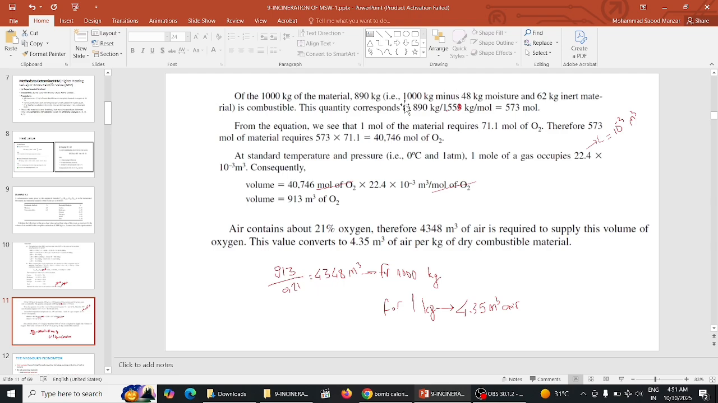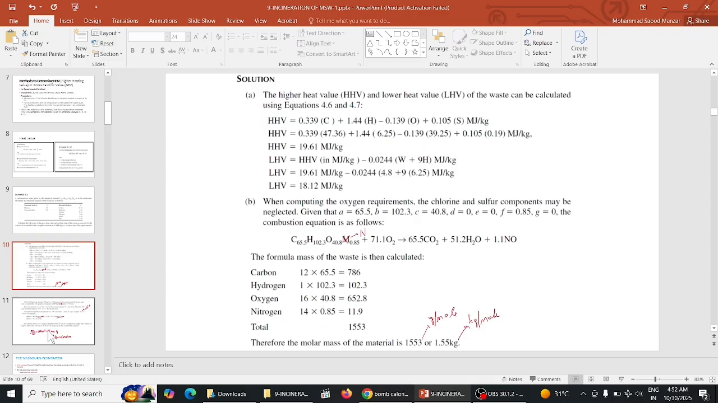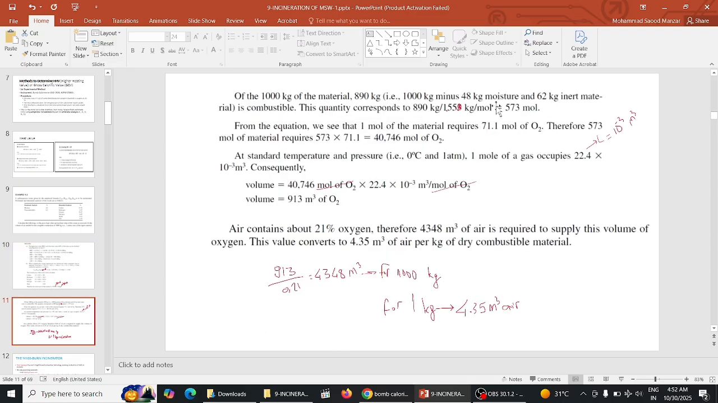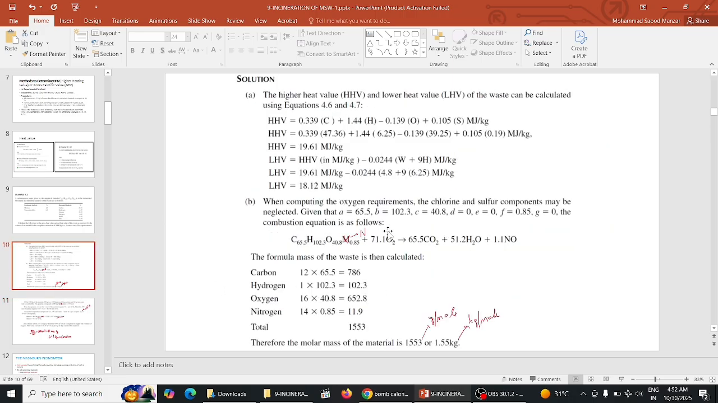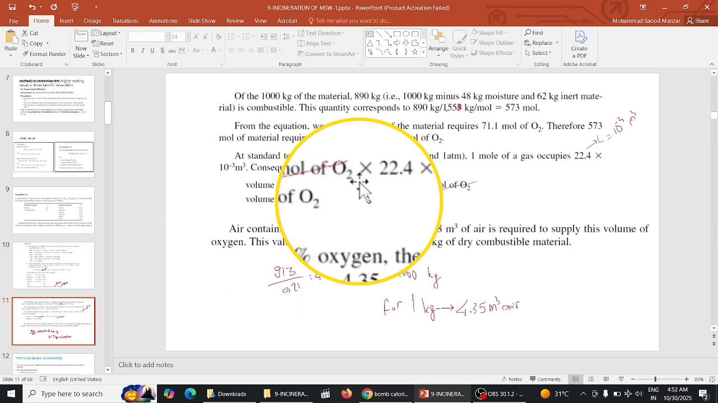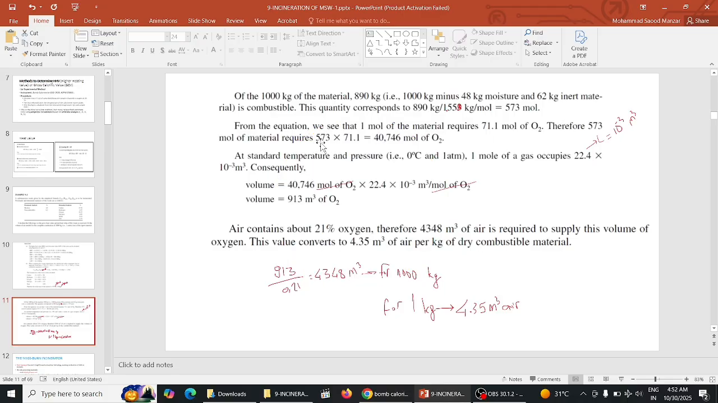890 kg is the mass minus the moisture and inert. This is combustible, so this corresponds to 890 upon the total mass we got from here. So this is equal to 573 moles. Now we know that 1 mole of the material contains 71.1 moles of oxygen, from this equation. Therefore it is 573 into 71.1, which is around 40746 moles of O2.